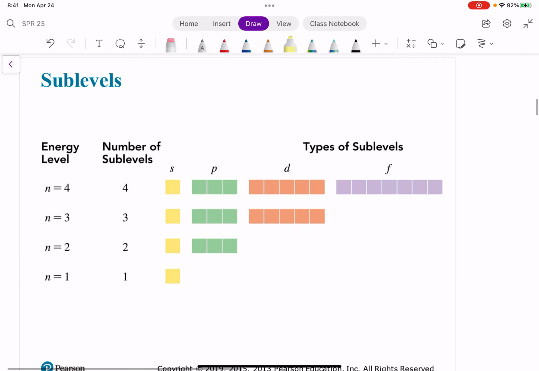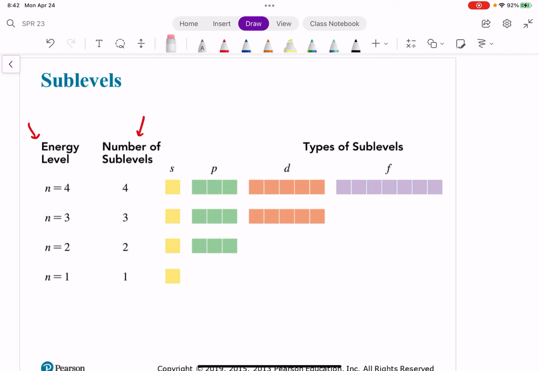So here's kind of a good picture of it. On the left, you've got your energy levels, your principal quantum number, n. N equals 1, 2, 3, and 4, and it goes further than that. There's n equals 5, n equals 6, stuff like that. And then you've got your number of sublevels, which is, remember, equal to your principal quantum number. So n equals 1 has one sublevel.